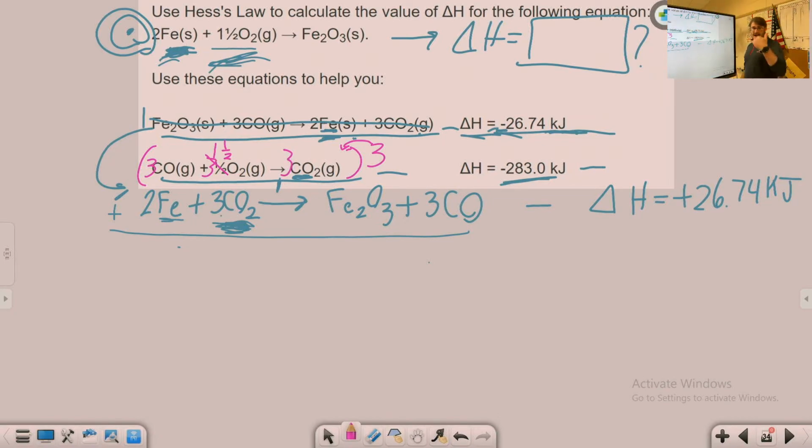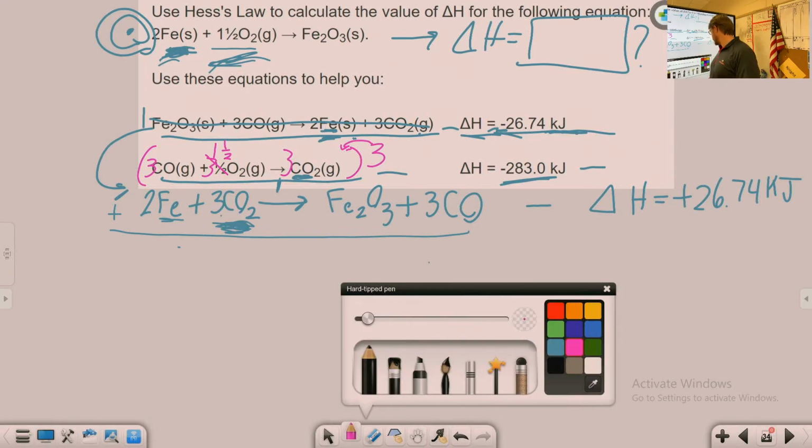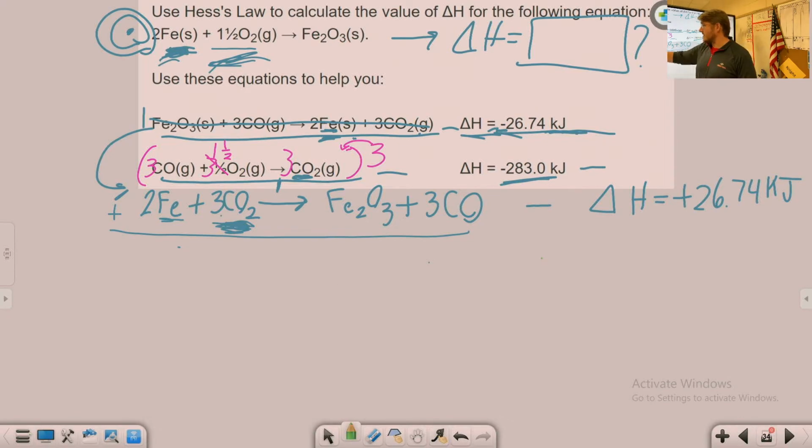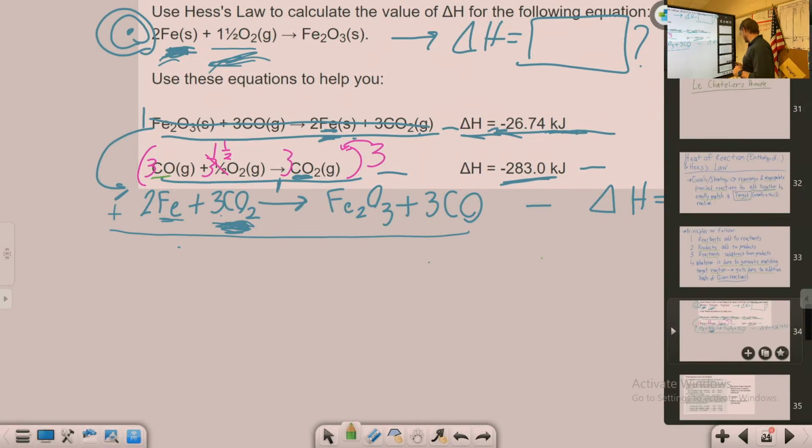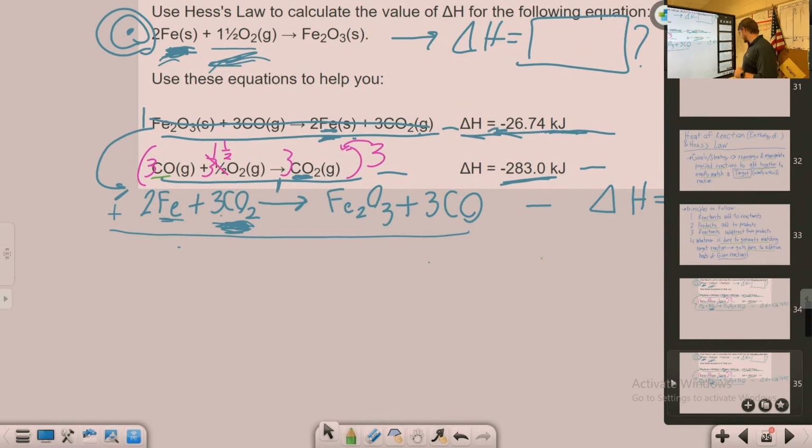And now, when I add these things up, you'll see what seems to happen. When I rewrite these down in the addition form, I can see that there are 3 COs on the reactant side, but also there are 3 COs on the product side of the other reaction. Those will thus cancel. Let's actually copy this so I don't lose the progress of this problem.